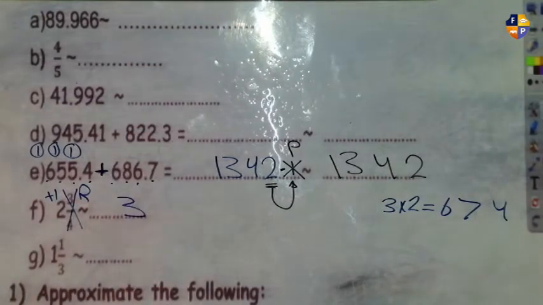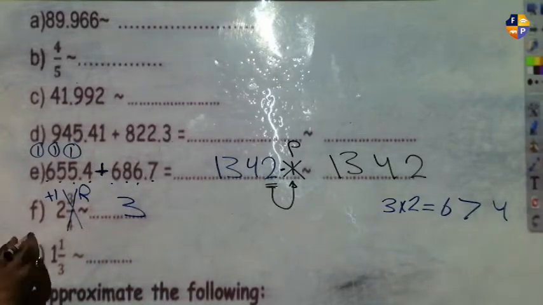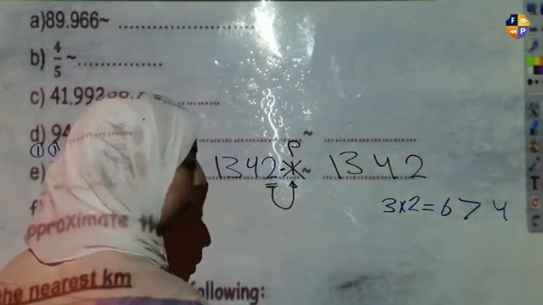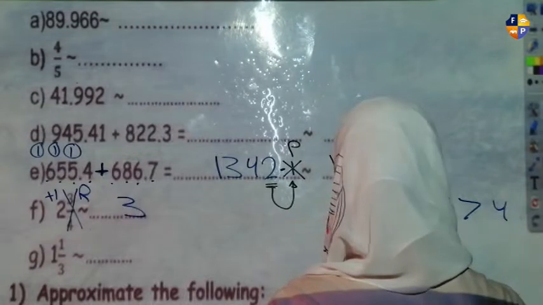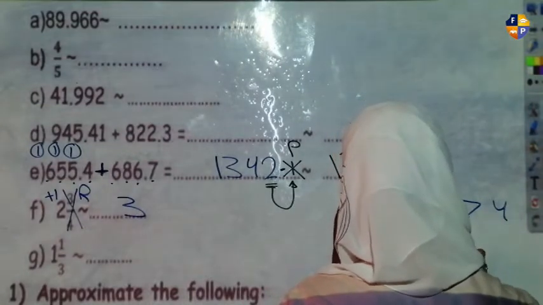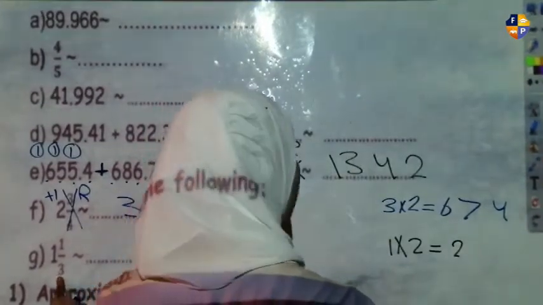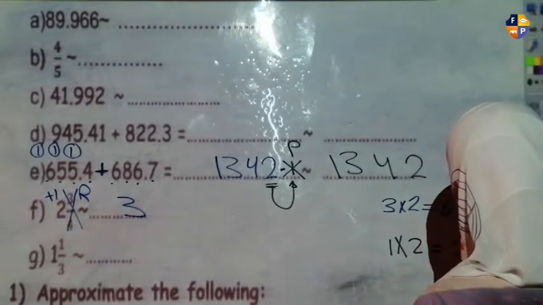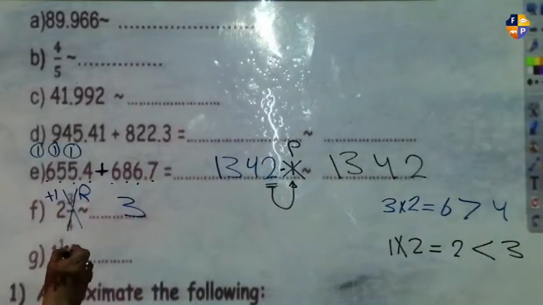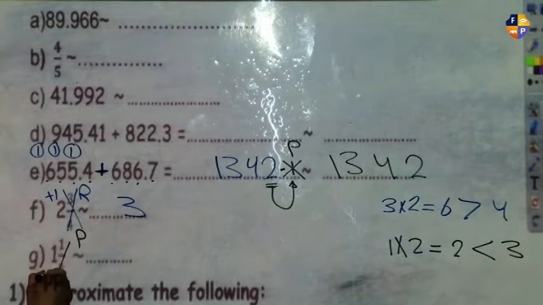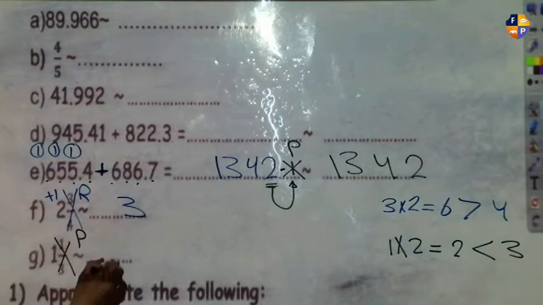In the same sequence, 1 and 1/3. I will take the numerator and multiply it by 2. 1 by 2 equals 2. And compare it by the denominator. 2 is less than 3. So this fraction is poor. Cross the fraction and keep the whole number as it is.